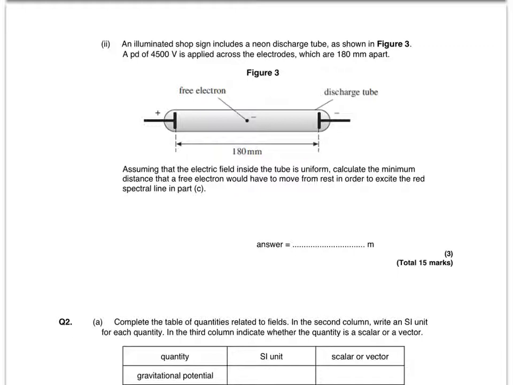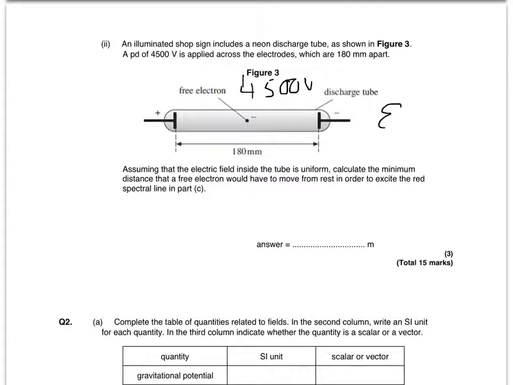Okay, so the last part of question C. An illuminated shop sign has a neon discharge tube. A PD of 4500 volts is applied across the electrodes, 180 millimeters apart. The electric field inside the tube is uniform. Calculate the minimum distance that a free electron would have to move from rest in order to excite the red spectral line. So it will gain some energy. This electron starts moving, it gains some energy.